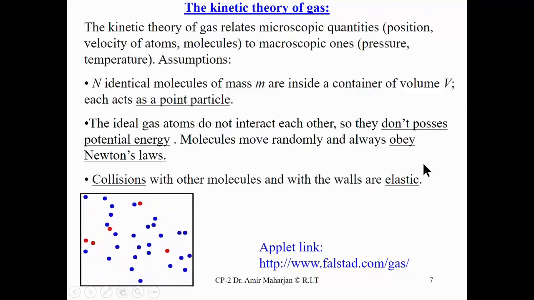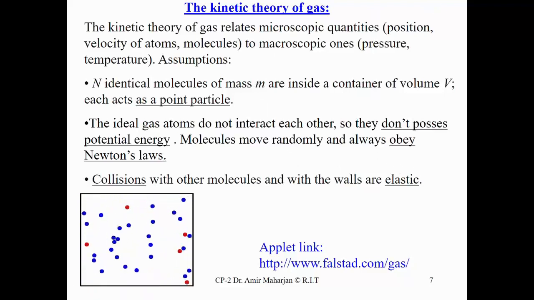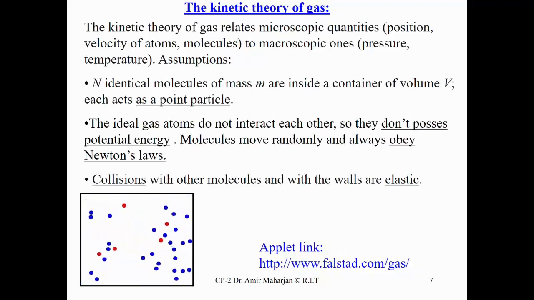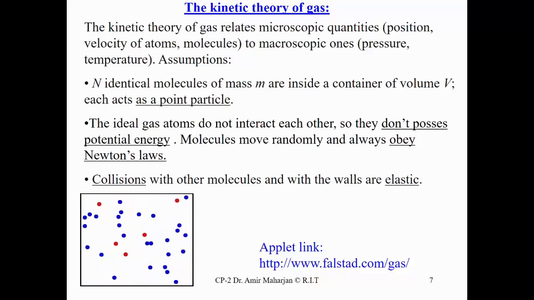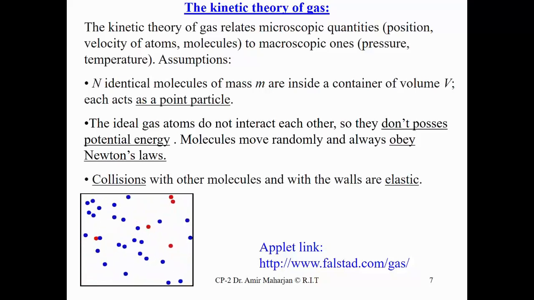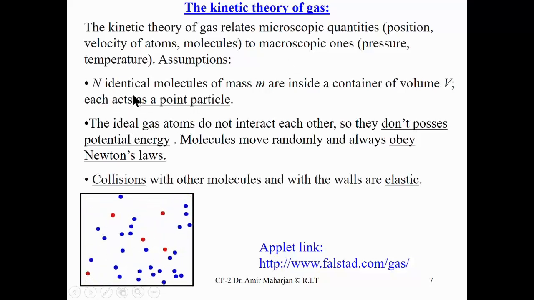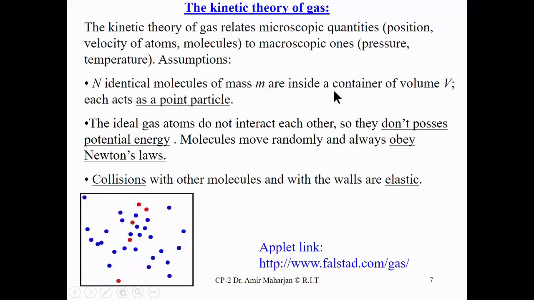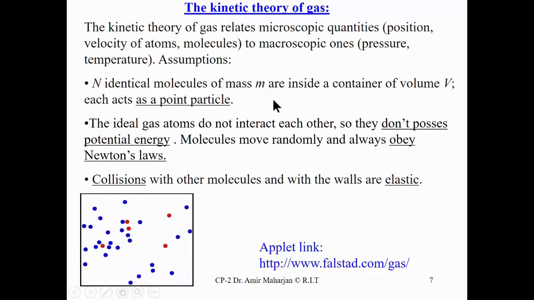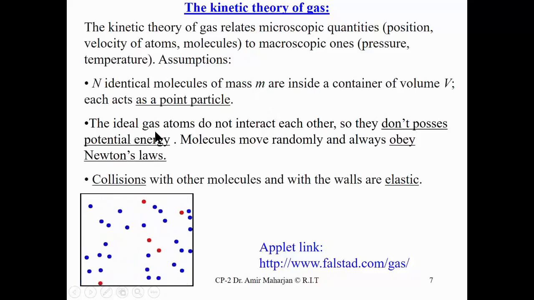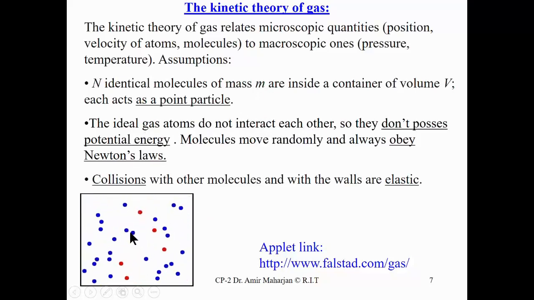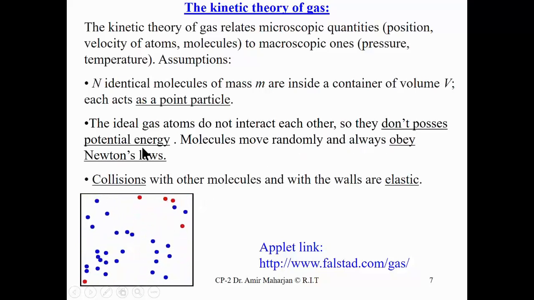The formulas we'll be deriving and using here in thermodynamics are mostly based on the kinetic theory of gas, which relates microscopic quantities, such as velocity and position of atoms, to macroscopic properties like pressure and temperature. The kinetic theory of gas is based on two or three basic postulates. It assumes that N identical molecules of mass m are inside a container of volume V. Each acts as a point particle, so you can treat all these gas molecules as point masses with identical mass m. The ideal gas atoms do not interact with each other, so there's no intermolecular force or attraction between individual atoms or molecules. So they don't possess potential energies.